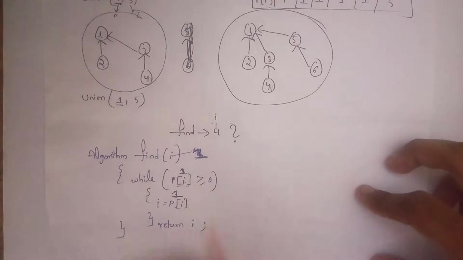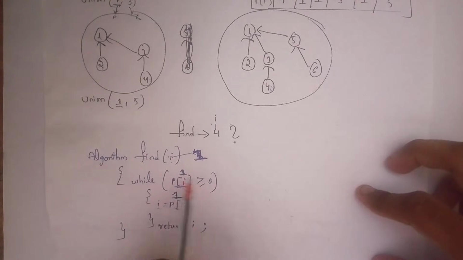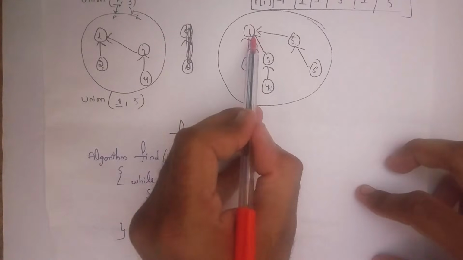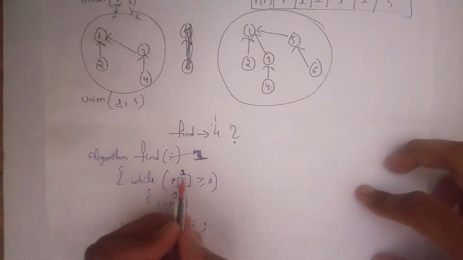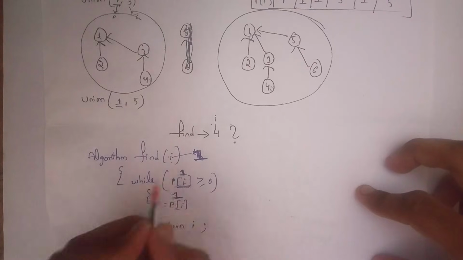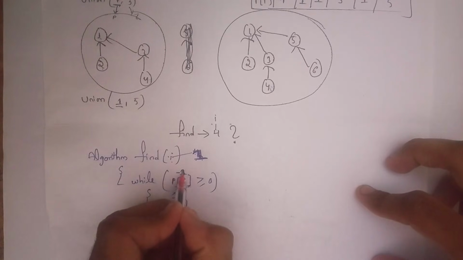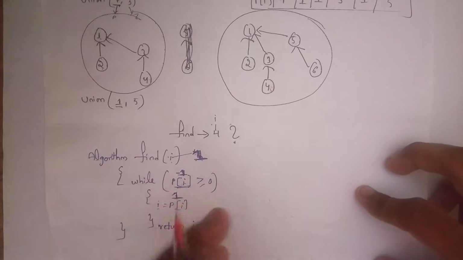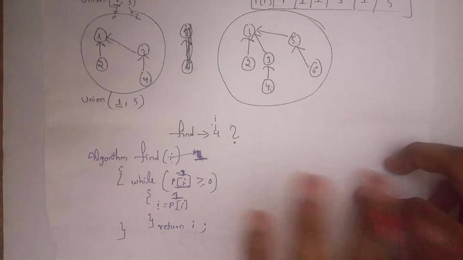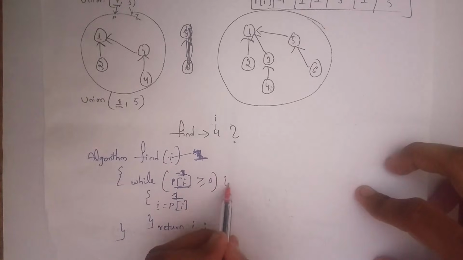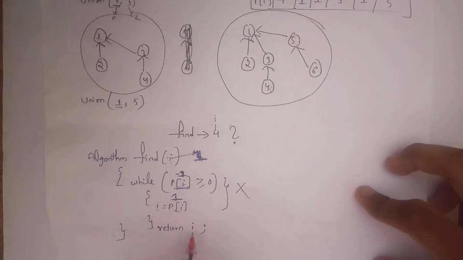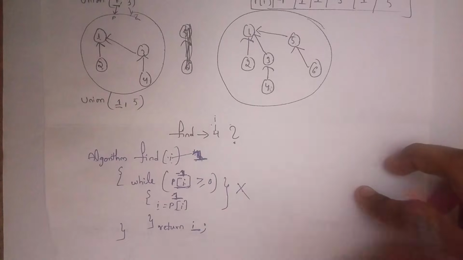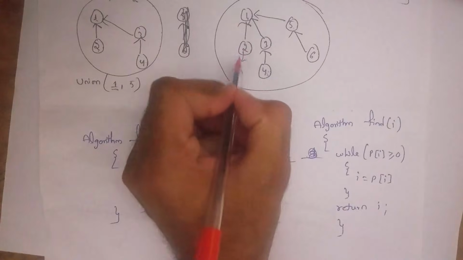Now I value is 1. While P of I, that is nothing but parent of 1. As we know, 1 doesn't have any parent. So P of I is nothing but parent of 1 is -1, because 1 doesn't have any parent. -1 is not greater than 0. -1 is less than 0. So condition is not satisfied. So it will skip this while loop and it will return I value, that is 1. So output is 1.